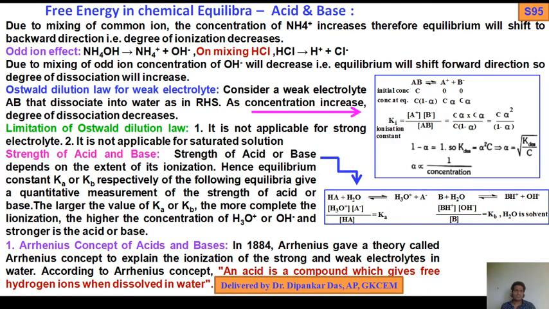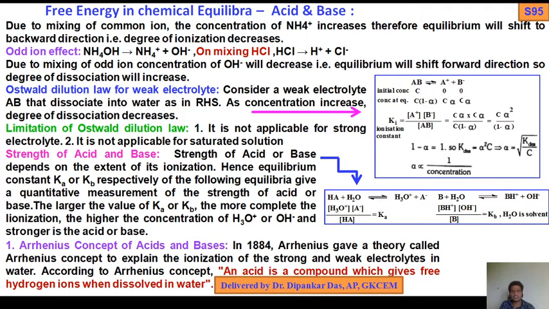Next, Oswald dilution law for weak binary electrolyte. Why? Because you have to establish the Oswald dilution law, or you have to know it, because we get these relations. In order to reach these relations, we should know the Oswald dilution law, because degree of dissociation is inversely proportional to concentration. If concentration increases, then degree of dissociation decreases. If concentration decreases, then alpha increases.